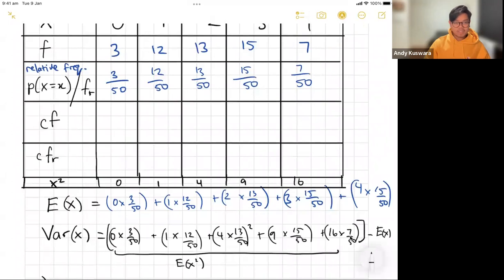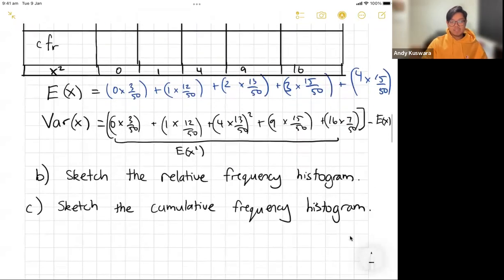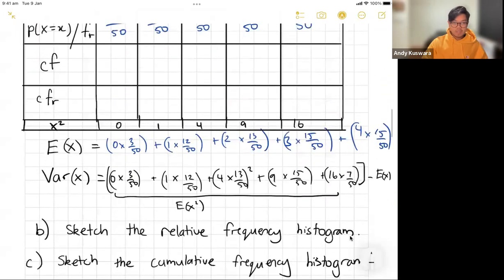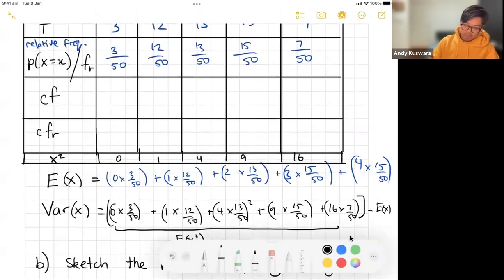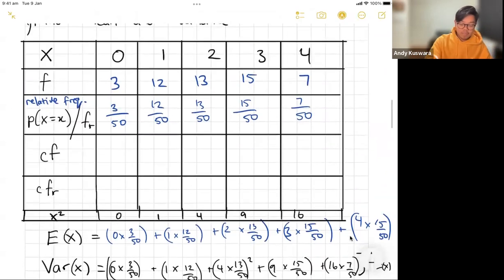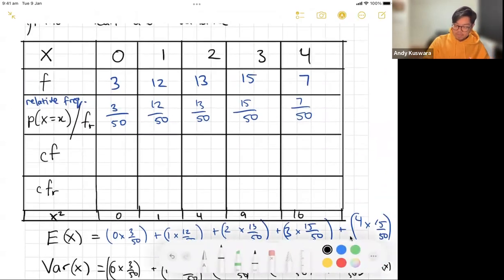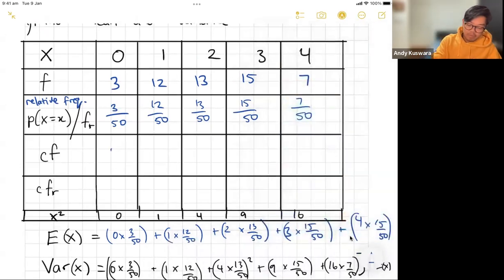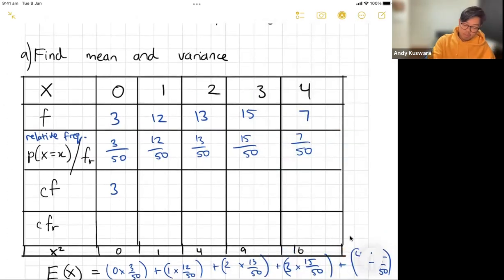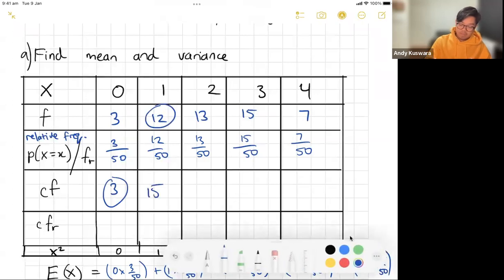Now, I've also added these two other columns here for cumulative frequency, because there's going to be a difference if we sketch the relative frequency and the cumulative frequency. So for this one, let's do cumulative frequency. That means everything just adds up. If we've just counted the 0 scores, we've counted up to 3. Now, if we add how many we have with the score of 1, it's going to be 3 plus 12, or to be more precise, this number plus that number. That's going to give us 15.